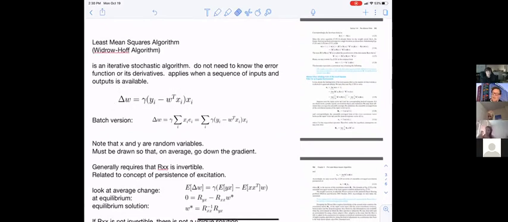Okay, so the least mean square algorithm is referred to as the Widrow-Hopf algorithm. It's been rediscovered many times in many different situations. Widrow and Hopf wrote a paper in 1961. I believe they were working for AT&T or Bell Labs at the time. And one of its first applications was actually echo cancellation in telephones, right?